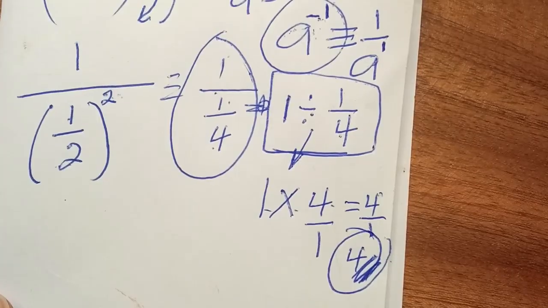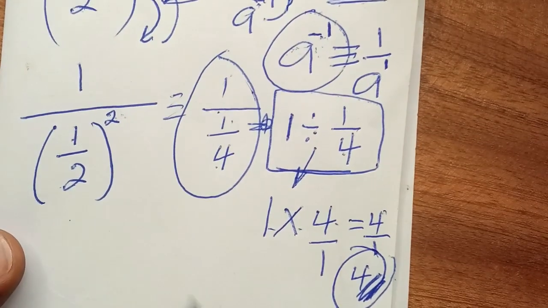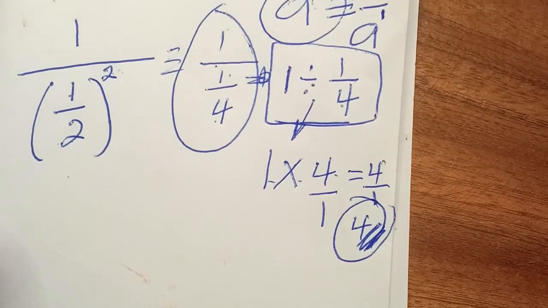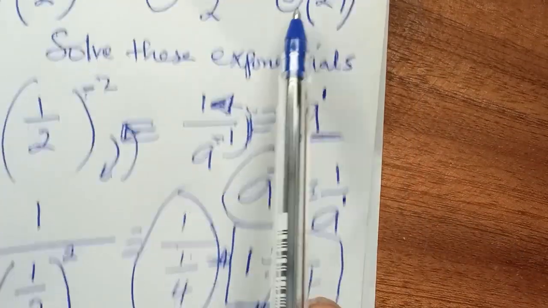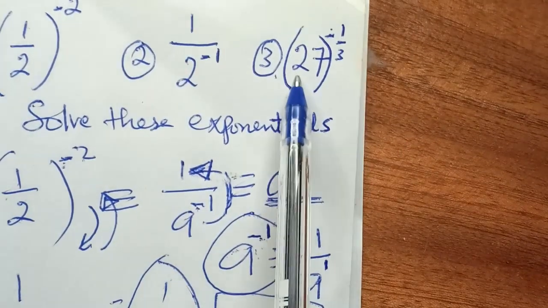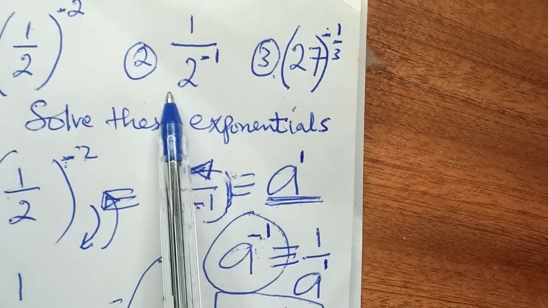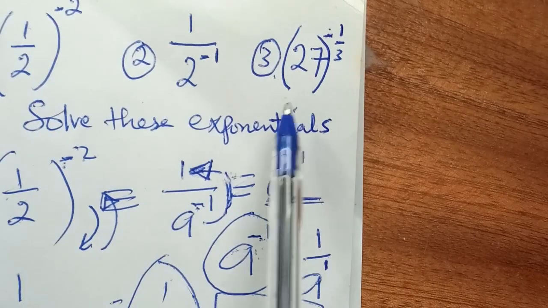You see, this is a very tricky question, and applying all of this will give you the easy solution. Let's try the next one, which is the third one. And you are going to do the second one for me and comment your answer in the comment section. Let's try 27.